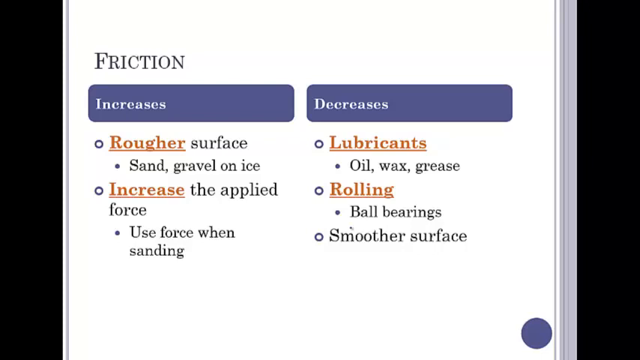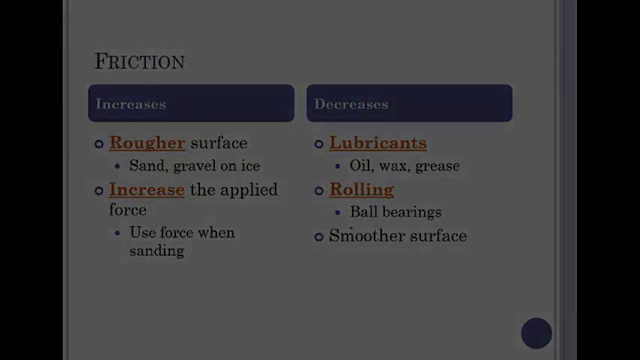So some ways to decrease friction could be to use what we call a lubricant, like oil, wax, or grease. And if you're in band, you'll know this because a lot of times you'll use a lubricant to prevent wear and tear on your instrument. The other thing is you could change the type of friction involved. You can use rolling friction, like ball bearings, or you could just change the surface.